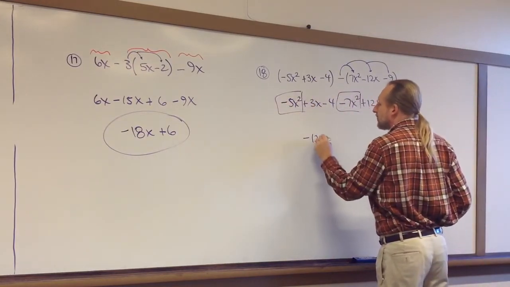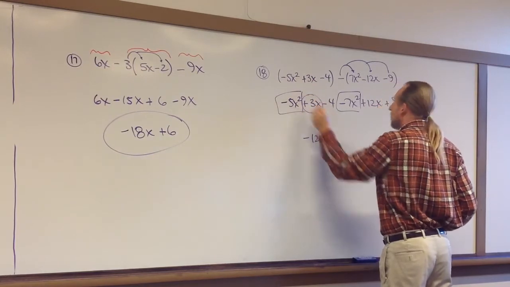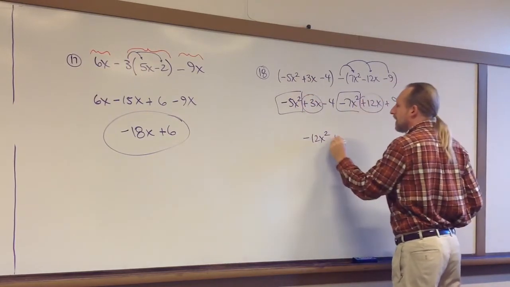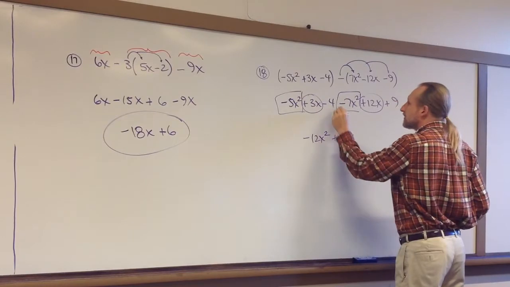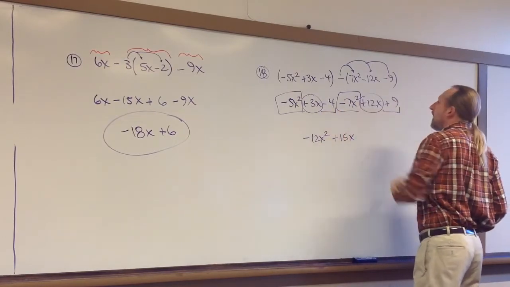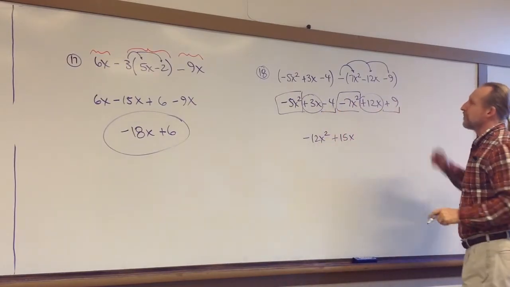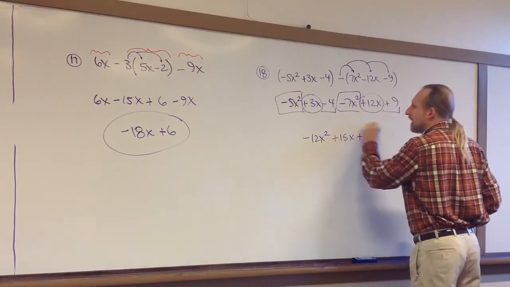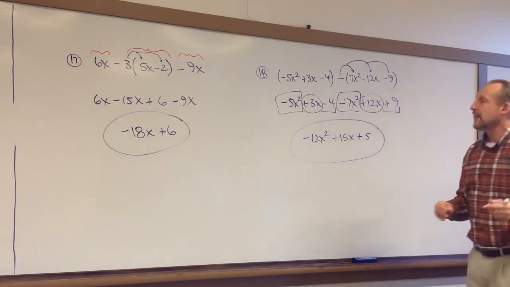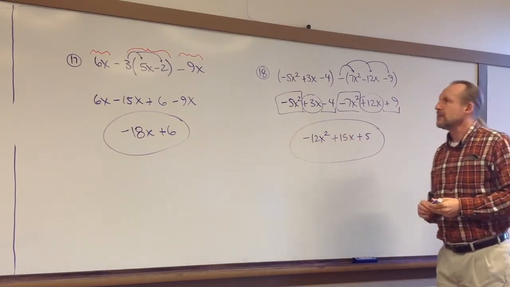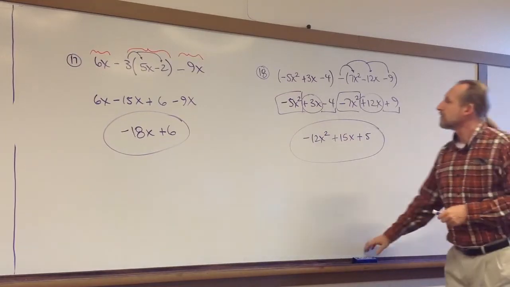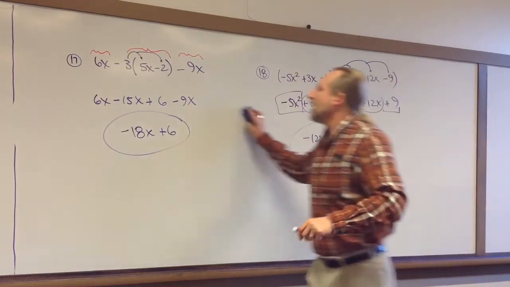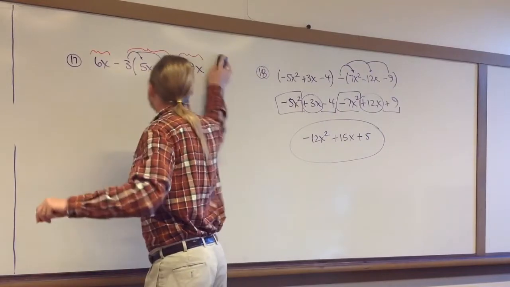That's negative 12x squared and positive 15x. And then negative 4 and positive 9 plus 5. And there we go. That's it. You can't add the x's to the x squareds. They don't work well together. And so we just leave them the way they are.